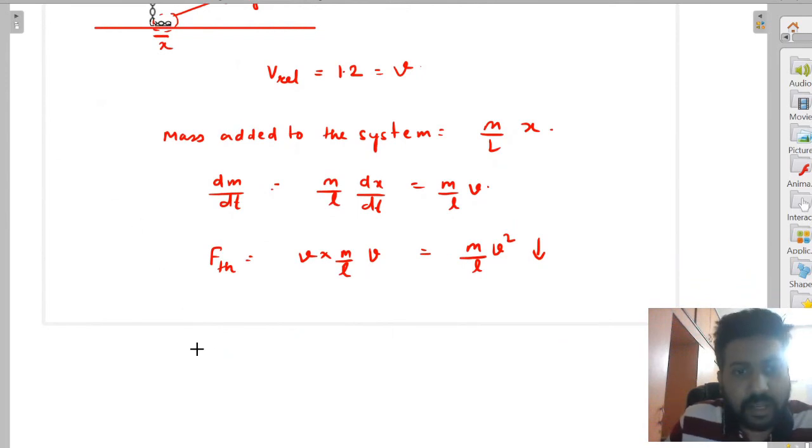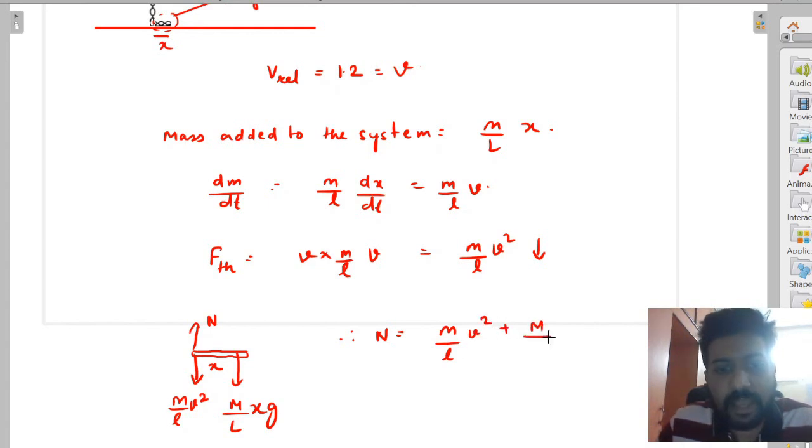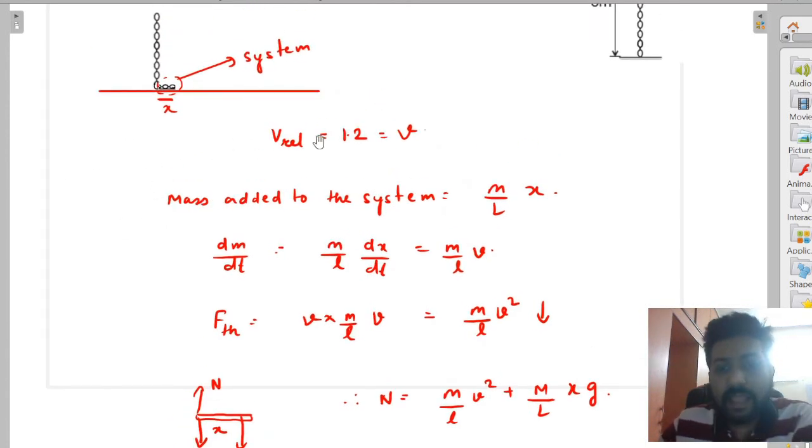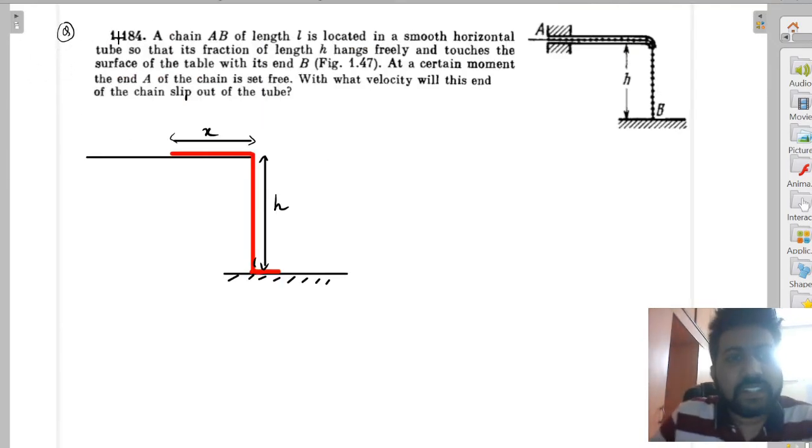Draw the FBD of the system. So this is the system, the length is x, the gravity force is m by L multiplied by x into g, the normal force is this, and there is a thrust force, which is m by L multiplied by v square. Therefore the net normal reaction at any instant will be m by L v square plus m by L x multiplied by g. Now you put the values of m, L and v, and you will get the normal reaction. Okay, now we will discuss the next question.